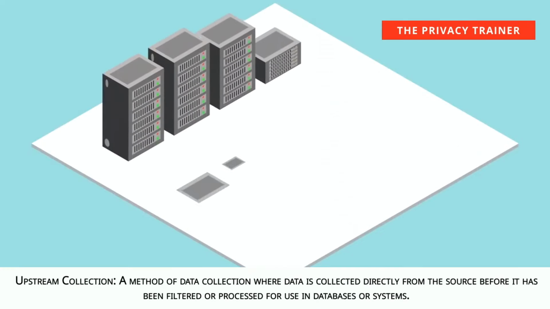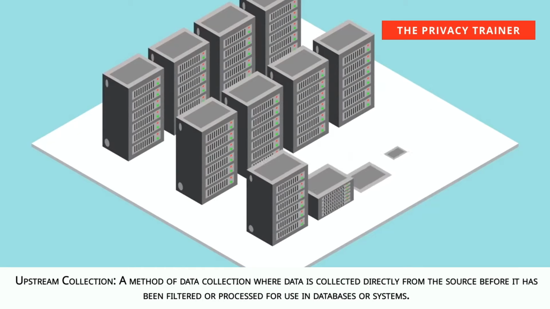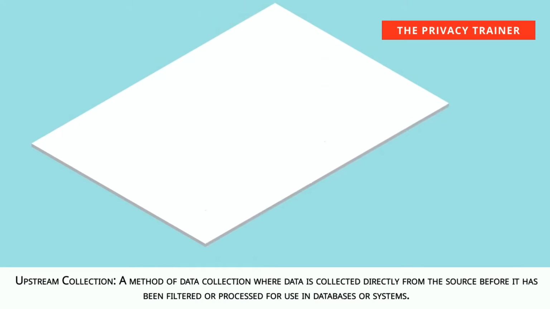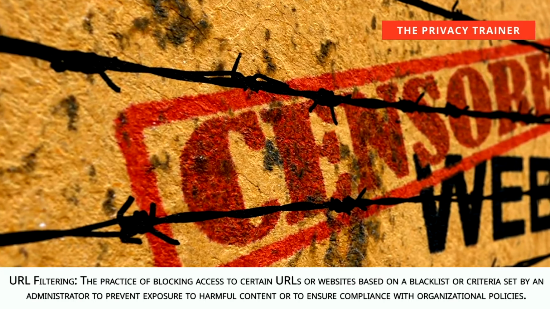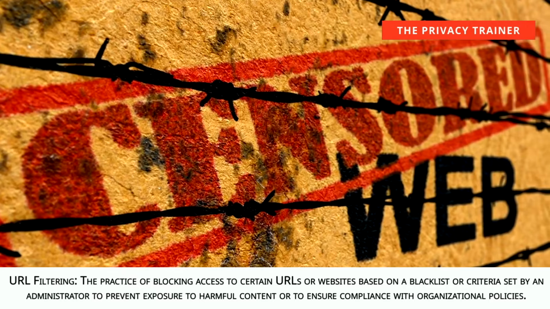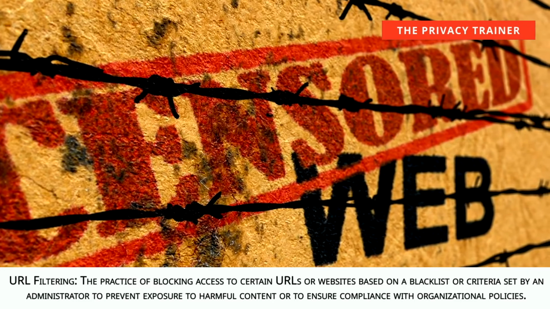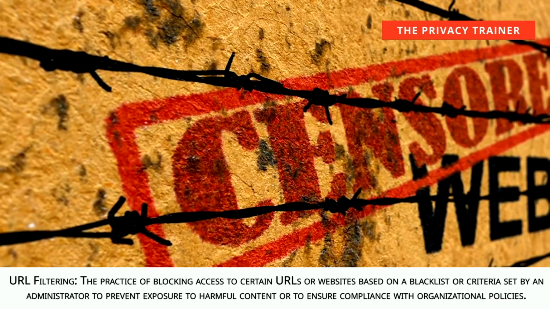Upstream collection, a method of data collection where data is collected directly from the source before it has been filtered or processed for use in databases or systems. URL filtering, the practice of blocking access to certain URLs or websites based on a blacklist or criteria set by an administrator to prevent exposure to harmful content or to ensure compliance with organizational policies.